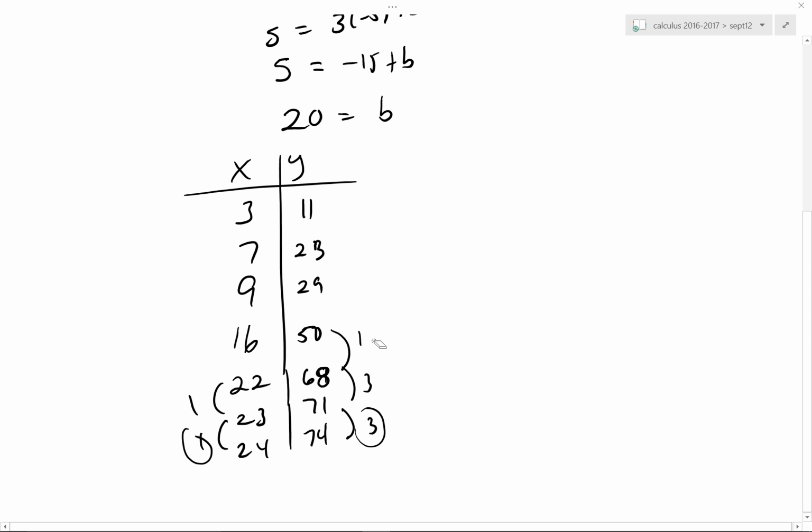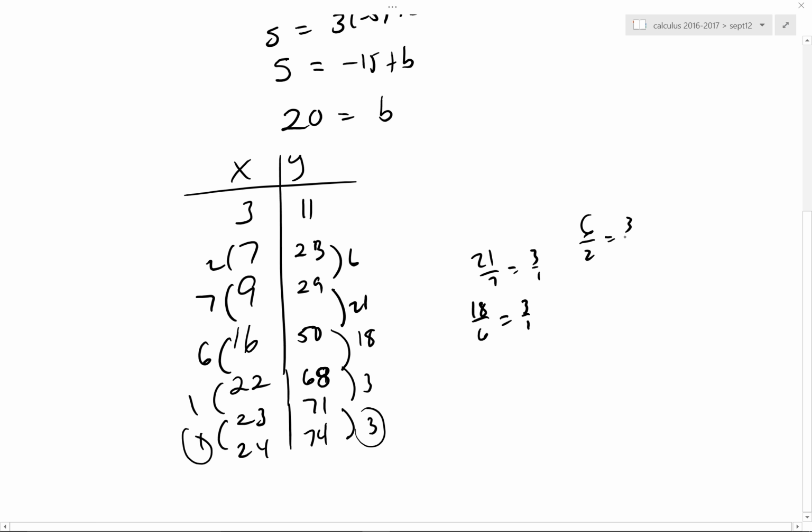These aren't affected. Here we went up 18 when we went over 6. Well, 18 divided by 6 is, look at that, 3 to 1. Here it's 21. We went over 7. 21 over 7 is also 3 over 1. 6 over 2 is also 3 over 1. And 12 and 4. 12 over 4 is also 3 over 1. And because it's always that same relationship, I went up 3, I went over 1, 3 to 1, it's a linear relationship.